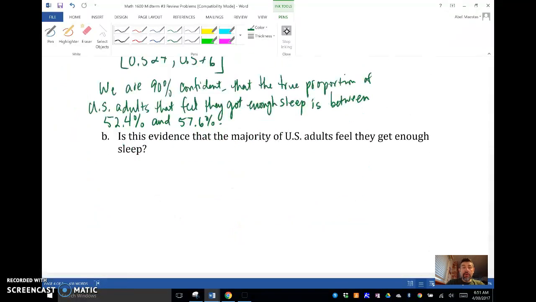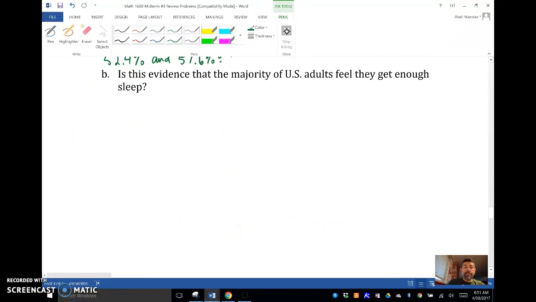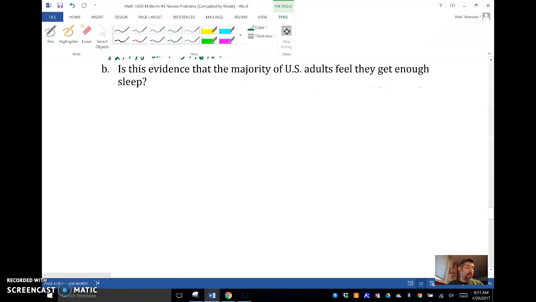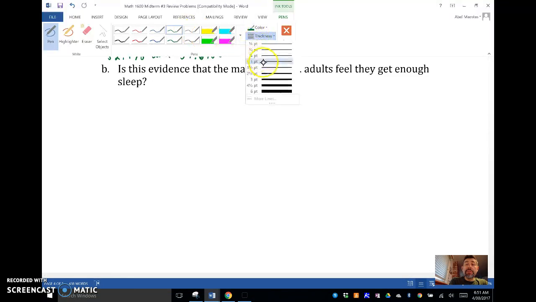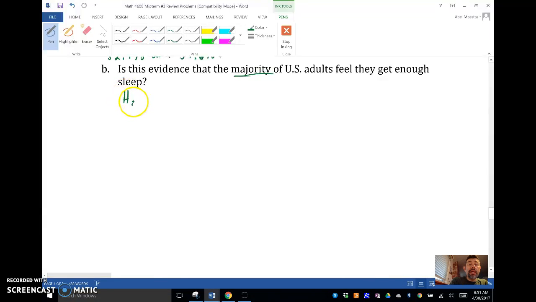Okay, so let's go on to the hypothesis test here. Is there evidence that the majority of U.S. adults feel that they get enough sleep? It says here majority. Majority means 50%. So what we're trying to determine here is whether the population proportion is greater, that's our alternative hypothesis, than 50%. The majority would be anything more than 50%.